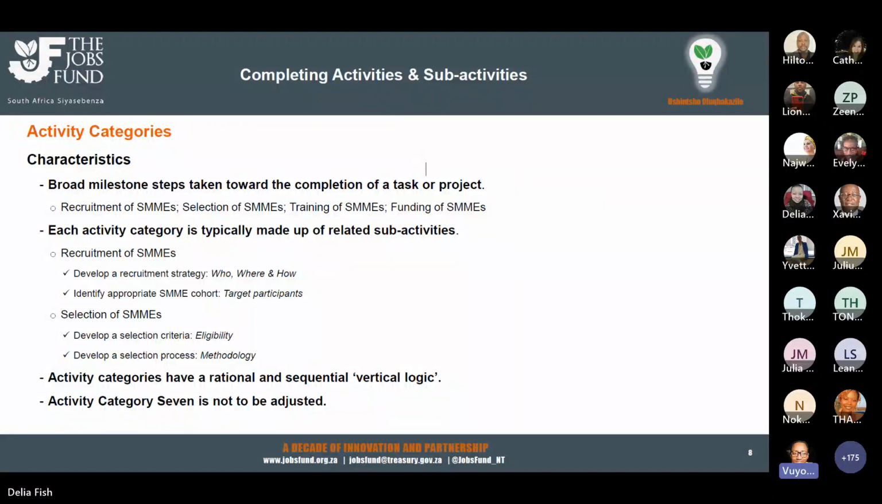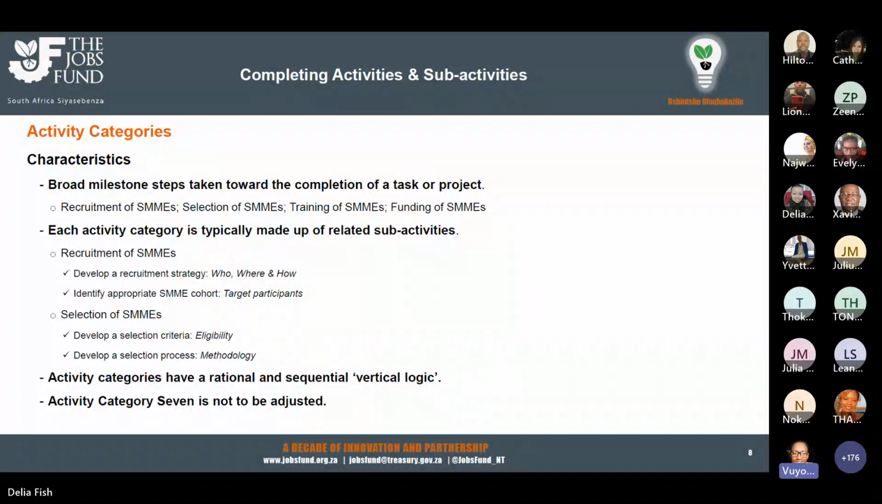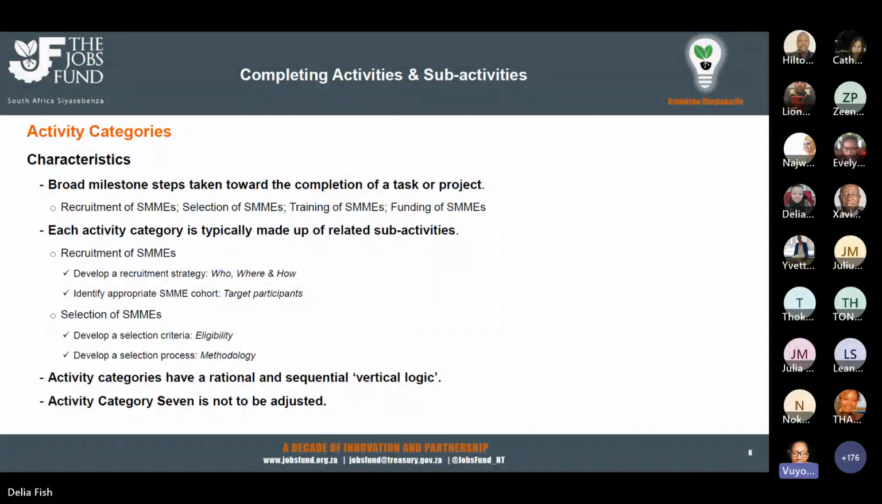These activity categories in turn have associated sub-activities that support the realization overall of the activity category. So activity categories have a rational and a sequential vertical logic. We talk about a vertical logic in the ABC PIMP, of course, because you would start from the top and work your way down in terms of the sequential flow of those broad categories.